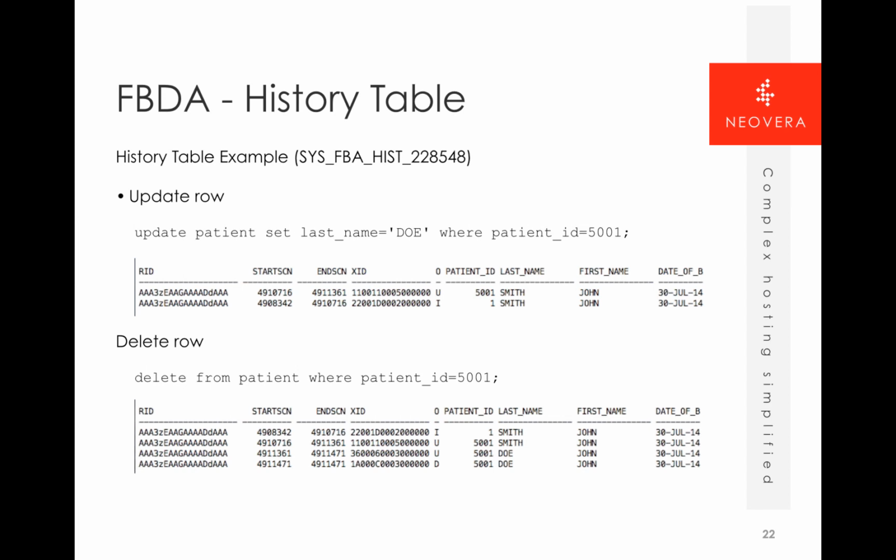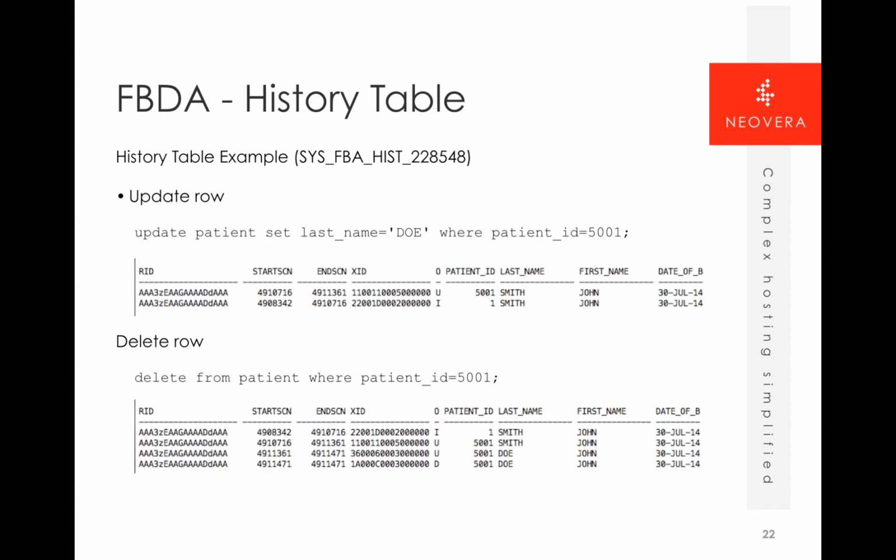So now I'm going to update the row again, and now I'm going to change the last name from Smith to Doe. And now I'm saying patient ID is 5001 because I previously updated. Now I look in the history table and I can see, okay, the original row with a patient ID of 1 was inserted. And then I updated the record from 1 to 5001. So that record's in there. Notice the last name Doe is not in the history. We're keeping track of the before image.